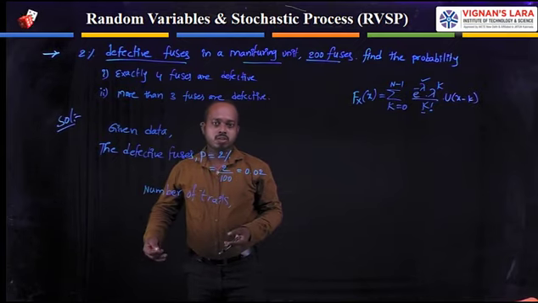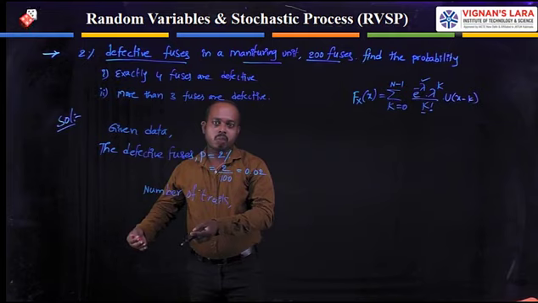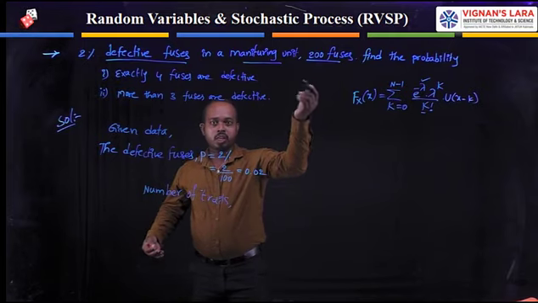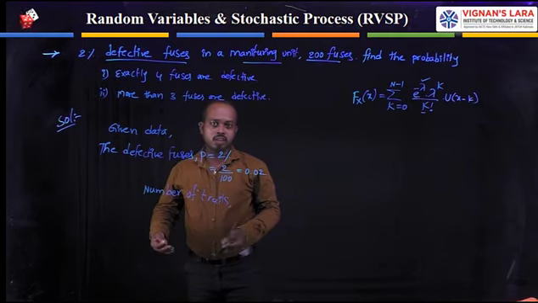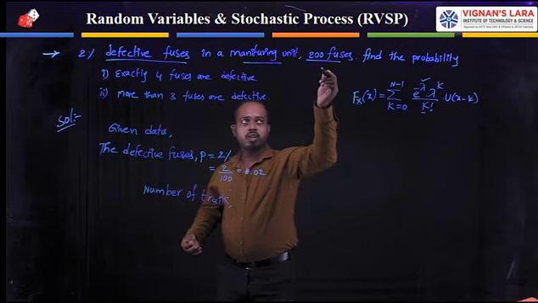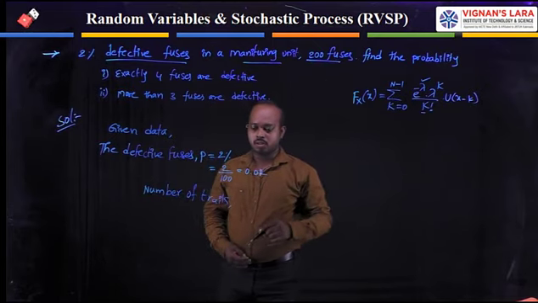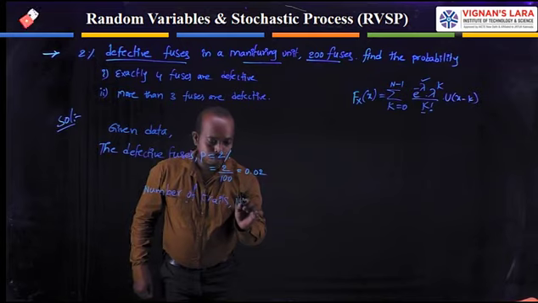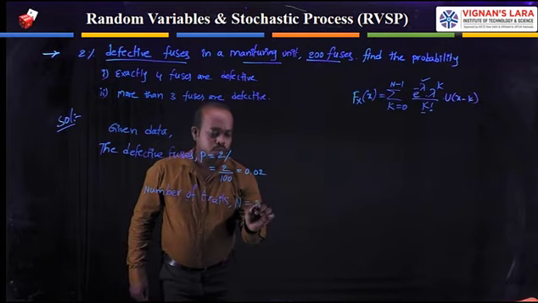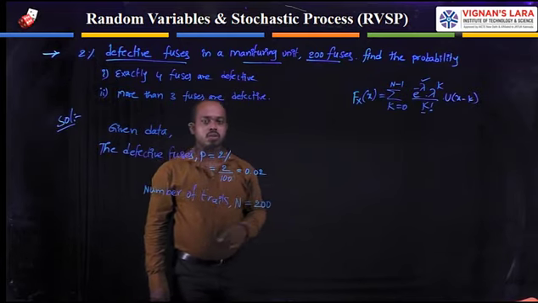You have a chance to pick any defective element from these 200. That's why you have to select any one from these 200, and that indicates the number of trials. That's why I'm writing here the number of trials n is equal to 200.